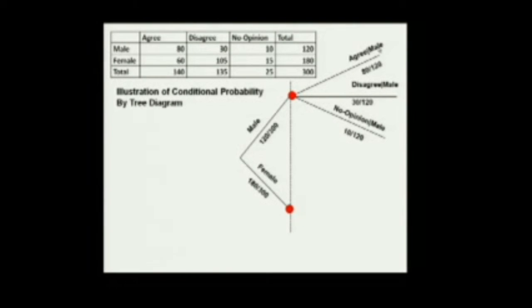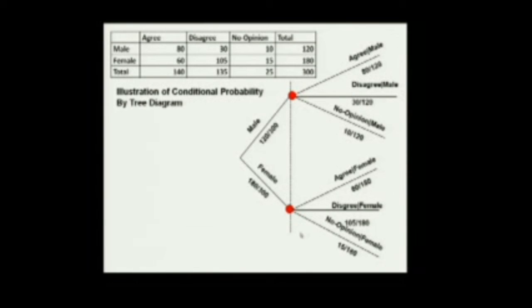So here is the agree given that it is male. The top number will be the 80, which is the coexistence of agree and male, and the bottom number will be the total corresponding to the male. Same thing, disagree and male. We have 30 divided by 120 since it is given male. And so on. You can develop a tree diagram straight from the table, and that gives us the different conditional probabilities by the tree diagram.